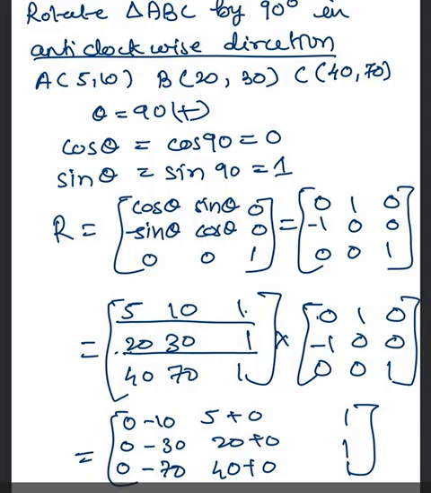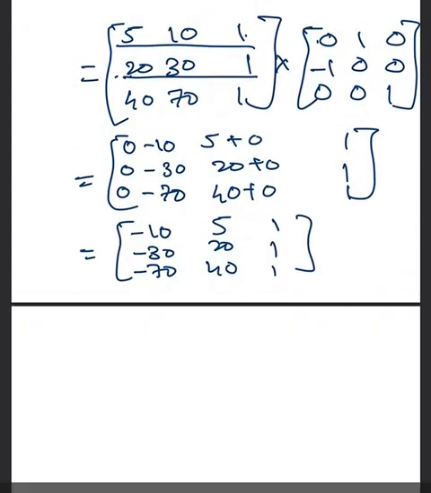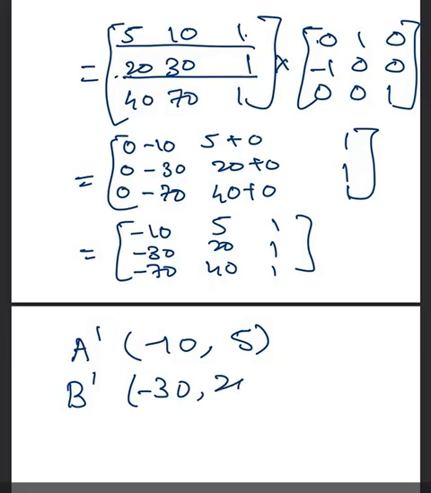Now again you are supposed to write, it will be minus 10, 5, minus 30, 20, minus 70, 40. You will write A dash as minus 10, 5, B dash as minus 30, 20 and C dash as minus 70, 40. Very easy sums, basic formulas. You are already studying the matrices for theory questions. So sums will be very easy for you.